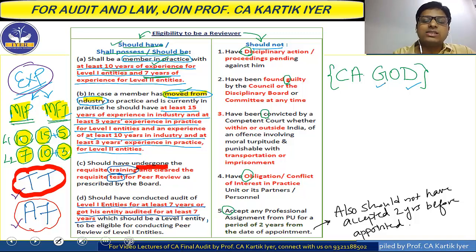Okay. Next is one level up. Let's see this. Have been convicted by the competent court, whether within or outside India, of an offence involving moral turpitude and punishable with transportation or imprisonment. Many students ask me, sir, what is the transportation? Transportation means deportation. If it has been done outside India, then the foreign country may just deport that person to India. That is called a transportation. That is nothing but convicted. So that is this C. Okay. Next is have obligations or conflict of interest in practice unit. Or its partners or personal.